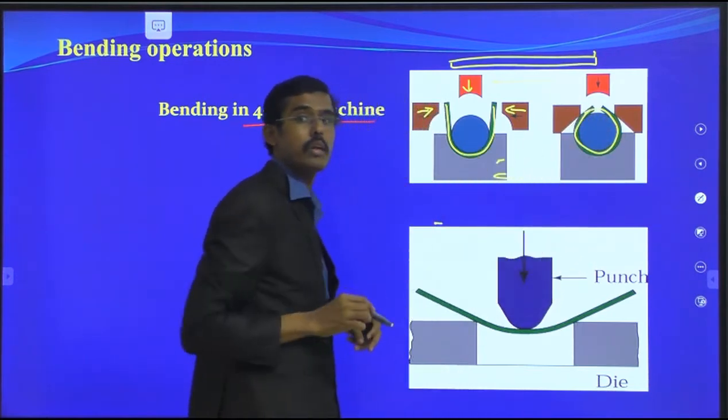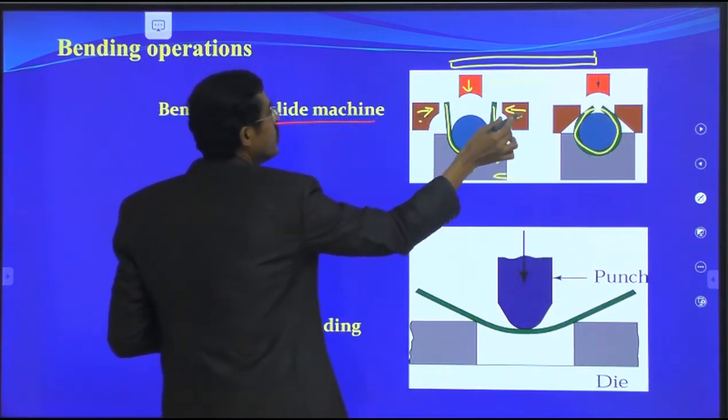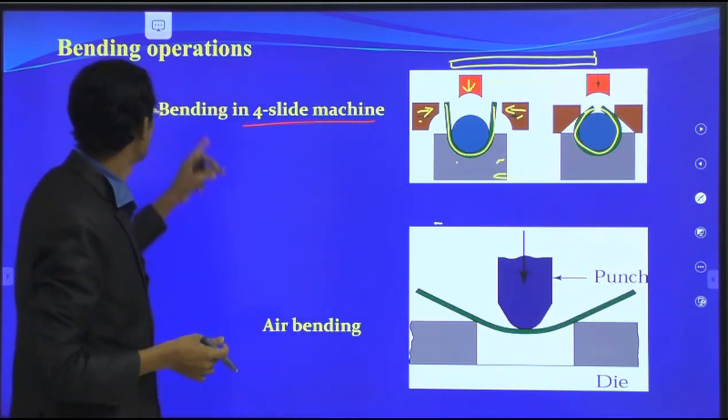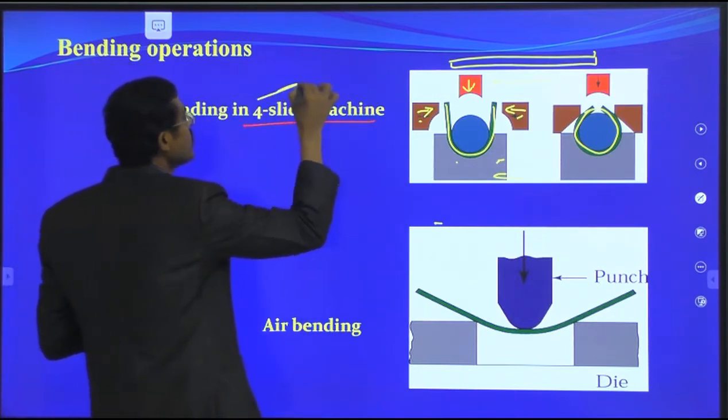So how many dies are we using here? See, 1, 2, 3, 4 we are using. So that is named bending in a four-side machine.